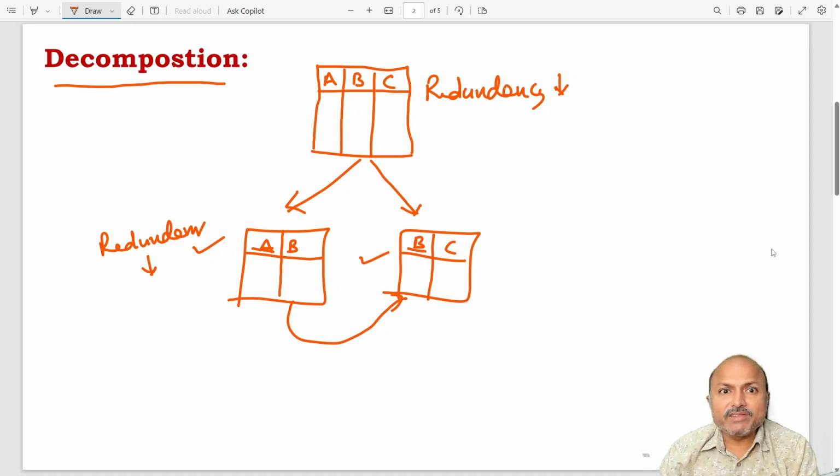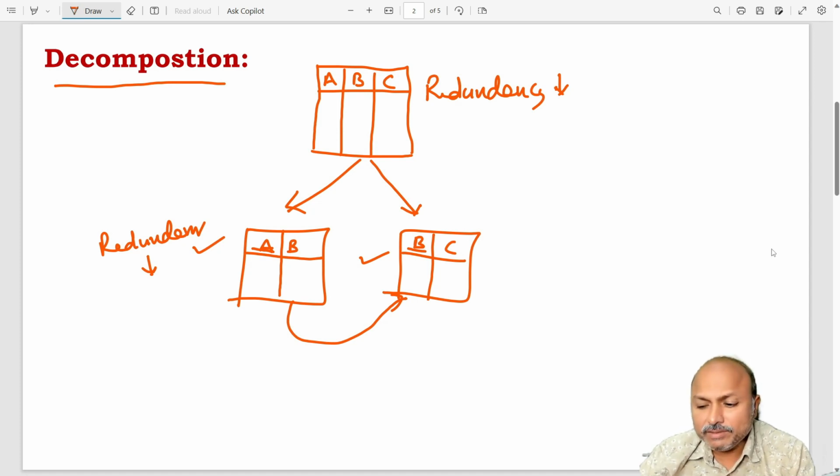So here we need to understand, whenever we divide one table into two tables, that is nothing but a decomposition, and we need to understand what properties it has to obey. There are two properties for decomposition that we will discuss.